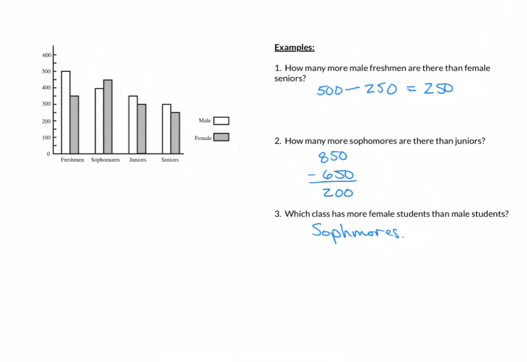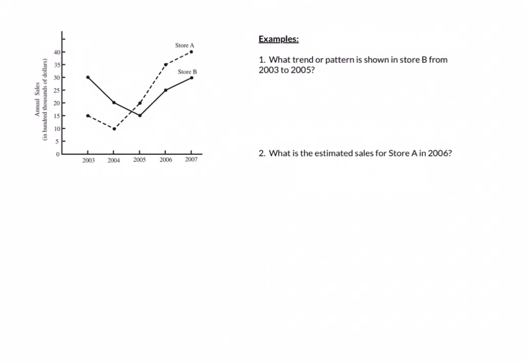All right, that takes care of a bar graph. The last thing we want to look at is line graphs. So this is a double line graph. Again, note that we have two different line pieces going on here. We have the dashed and we have the solid. The dashed line refers to store A. The solid line refers to store B.